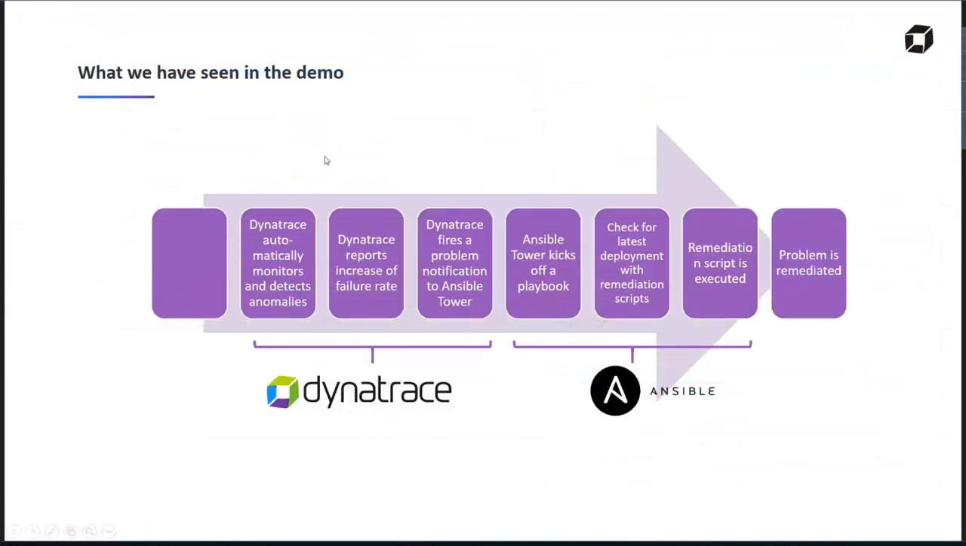To summarize, we released a new feature in our application, or basically we did a configuration change, and then Dynatrace was monitoring our application all the time and detected some anomalies. We saw the increase of the failure rate in this particular example, and then Dynatrace fired a problem and sent a notification to Ansible Tower. Here it kicks off a playbook, checks for the latest deployments and also for the configuration changes, looks for all the remediation scripts, and then executes the script, and the problem is finally remediated.